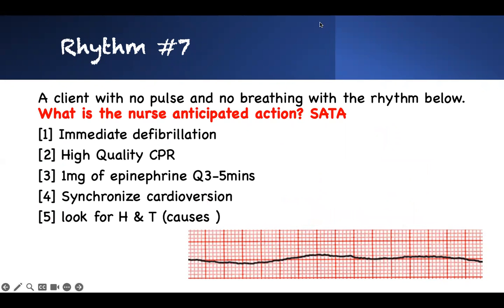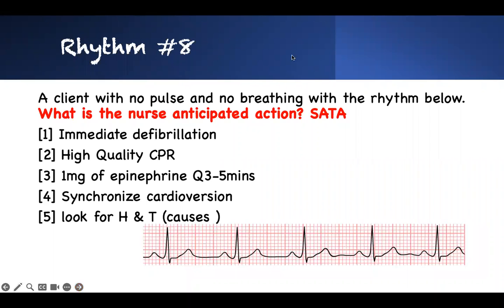Okay, number eight. This is my favorite. So, what is the next anticipated action? Select in order to apply. A client with no pulse, not breathing, with the rhythm below. How can you have no pulse and no breathing, but you have this electrical activity? You have to know that.